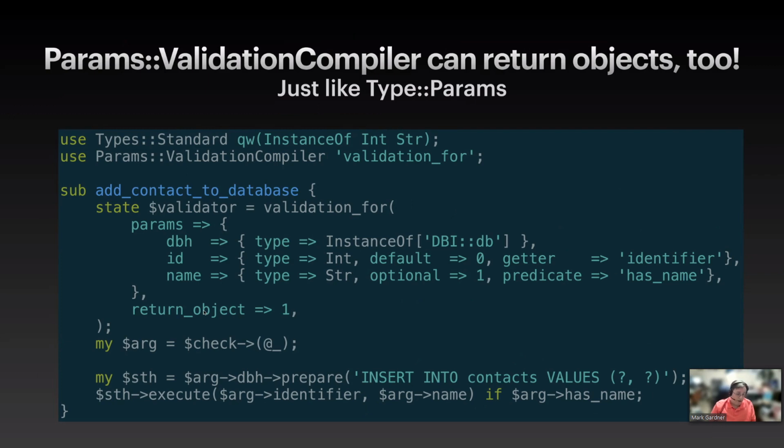So it's an alternative. My take on this is, this is kind of like Type::Tiny, except it allows you to use other types of type libraries. You don't just have to use Type::Tiny type libraries. So if that's what you prefer, go with Params Validation Compiler. Any questions?